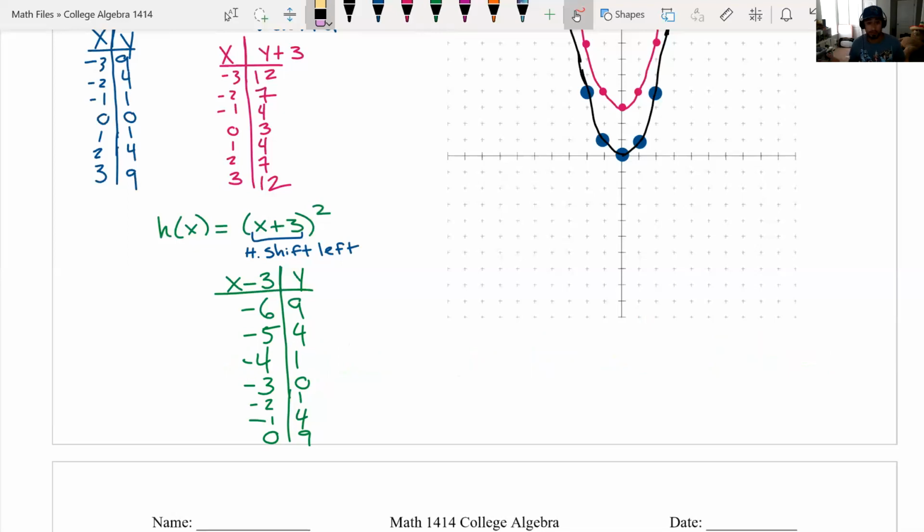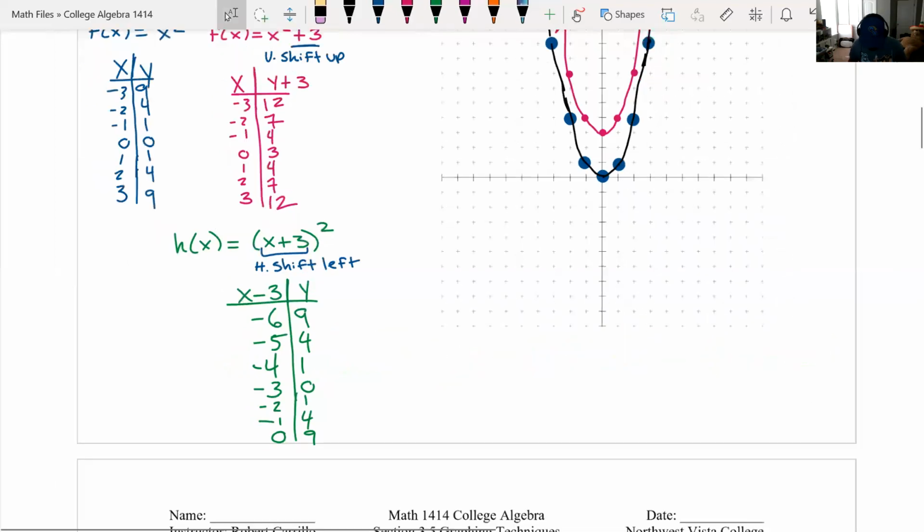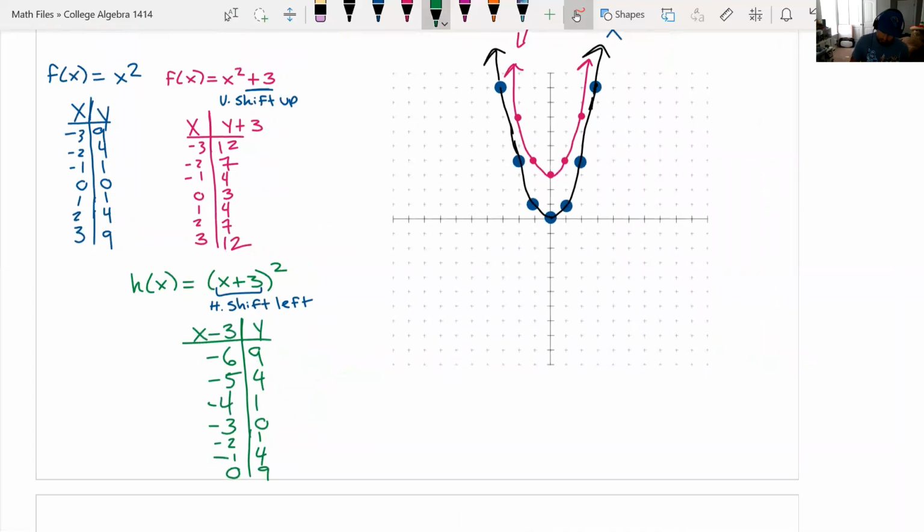All right, all we have to do now is graph the horizontal shift. So -6, 9, there's that. -5 and 4, there's that. -4 and 1 right there. -3, 0. -2, 1. -1, 4. Hey, that shares a point. And 0, 9. There we go. Graph that.